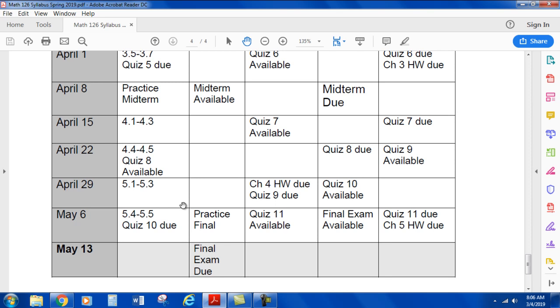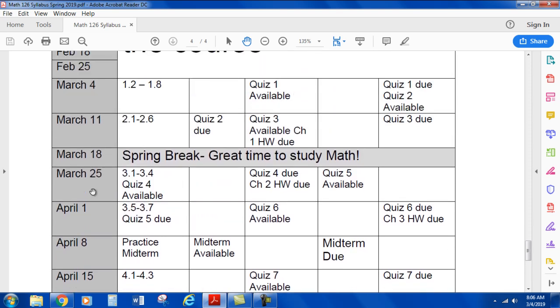Look forward to this class. I really like Math 126. And you know, it's funny, the section I like the most, not because it's the end of the course, but is section 5.5. So that's a really cool thing. We get into logarithms. But here we are. So keep up the pace. Thanks.